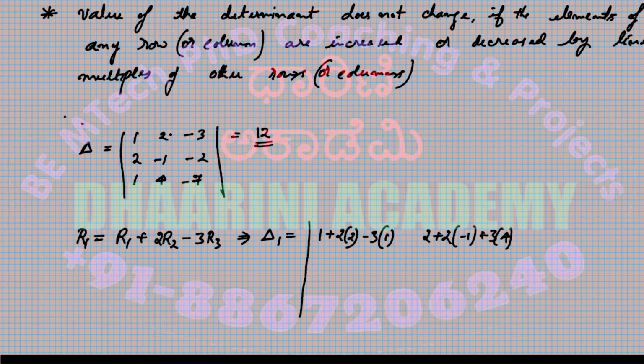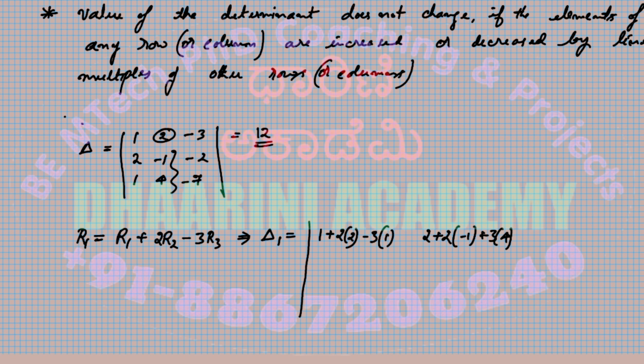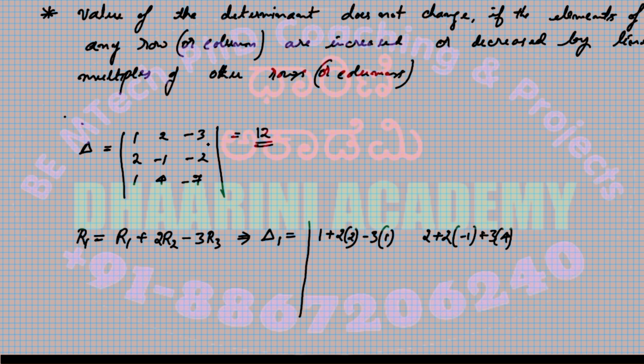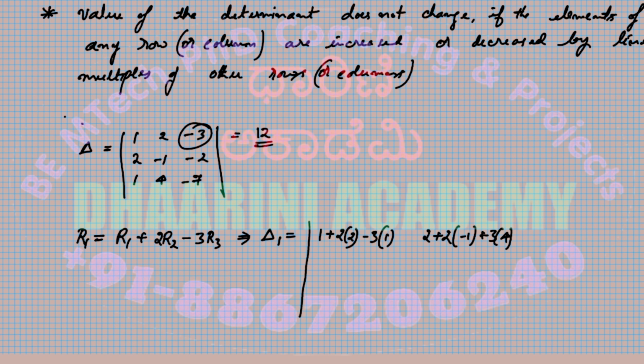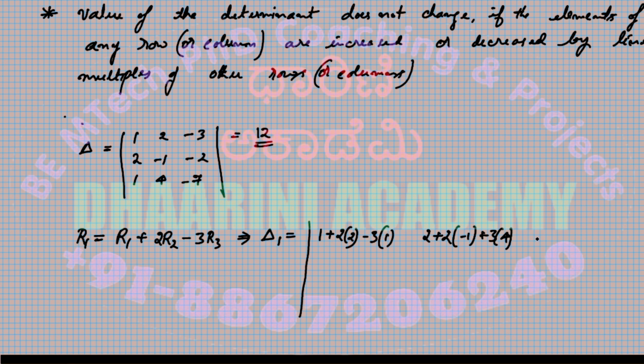So the element corresponding to this, using these two and so on. Same thing will be repeated for the first row third element, that is minus 3, right? So that is minus 3 plus 2 times the second row element, that is minus 2, plus 3 times the third row element, which is minus 7. Other than that, keep everything same. That is 2 minus 1 minus 2, 1, 4 minus 7.